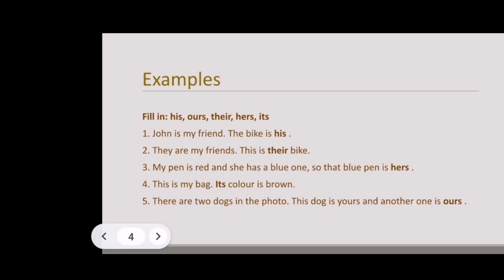Compare your answers with the correct ones. John is my friend, the bike is his. They are my friends, this is their bike, they, their. My pen is red and she has a blue one, so that blue pen is hers. This is my bag, its color, it's about the bag. There are 2 dogs in the photo, this dog is yours and another one is ours. In sentences number 2 and 4, their bike and its color, these are adjectives. Number 1, number 3, and number 5 are pronouns.